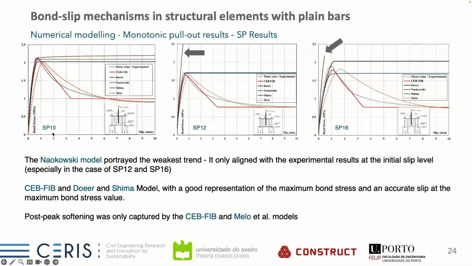If you look here at the SP specimens for bars of 10, 12, and 16 mm diameters, similar results can be followed. In fact, in this case, the Nowakowski model was able to reach a similar trend. Again, all the models present good behavior. Here, the Mellow model presents a lower stiffness when compared with the others, which is a problem that we could adjust through the value of the slip to have a better representation. We could push this point to the right position, but in fact we were using the values proposed by José Melo in his papers, so that's why we want to check how this works here.